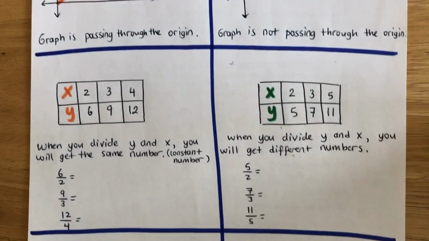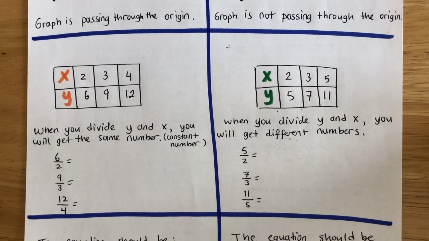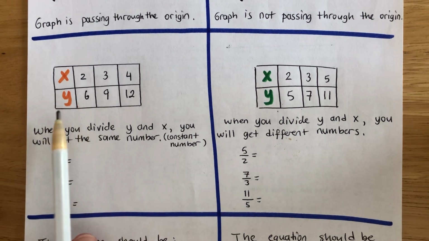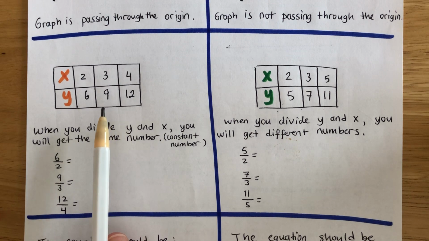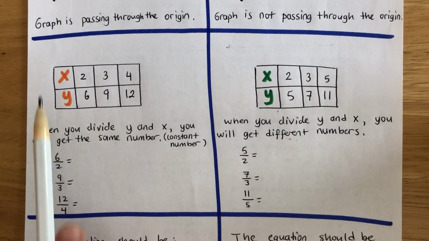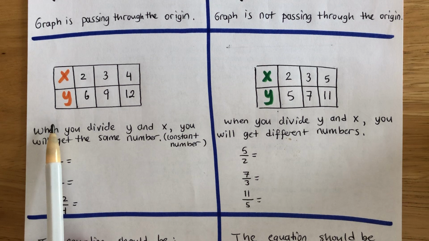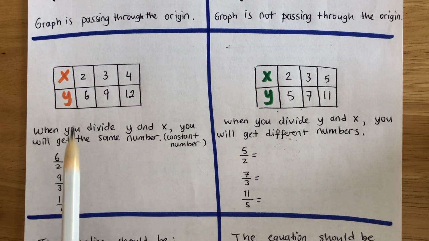The second situation is the table. Whenever you have a table, you will pay attention to something. You have x and y values here. You will divide them, like y divided by x, and you will have the same number if it is proportional. Let's check this one.